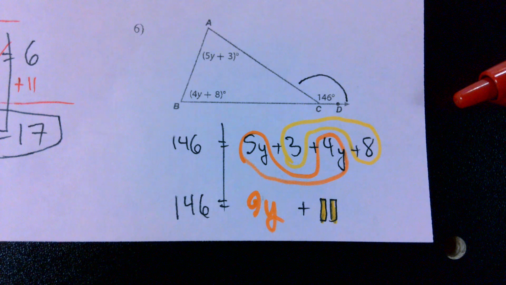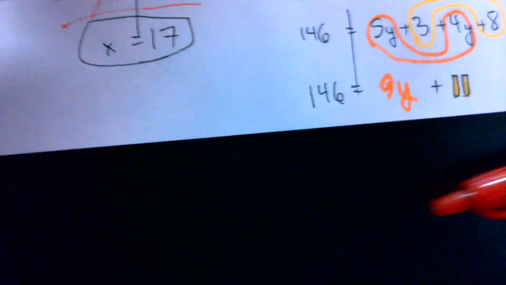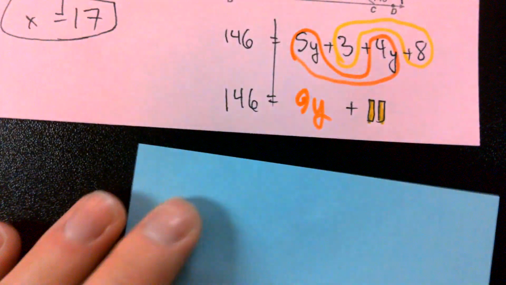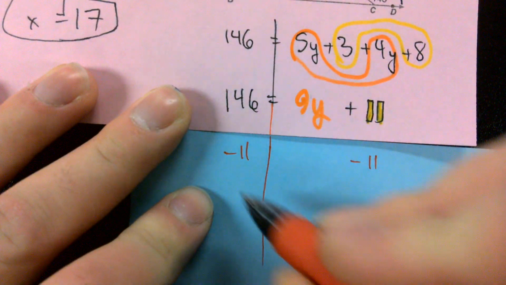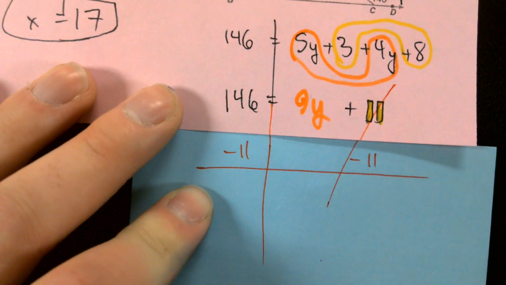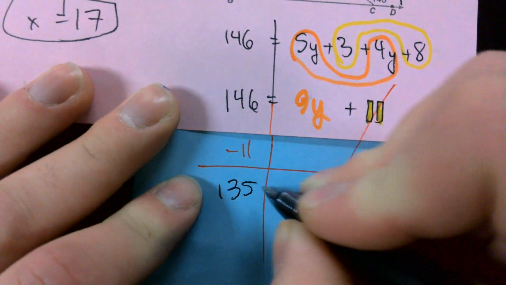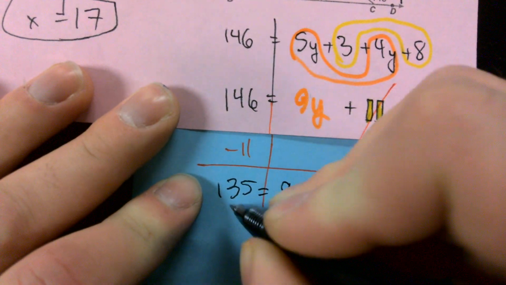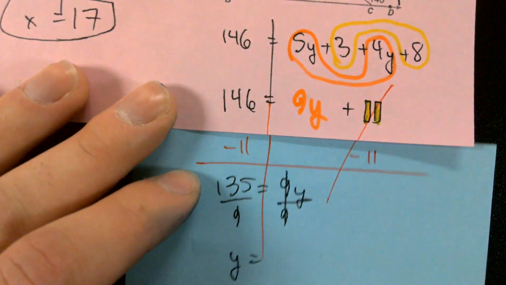What are we going to do with that 11 now? We're going to subtract it from both sides. Great. Minus 11, minus 11. The 11s cancel out on the right, leaving us with 135 equals 9y. We'll divide both sides by 9 to get y is equal to what?